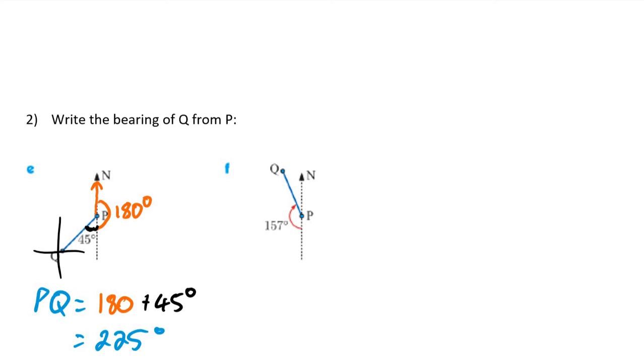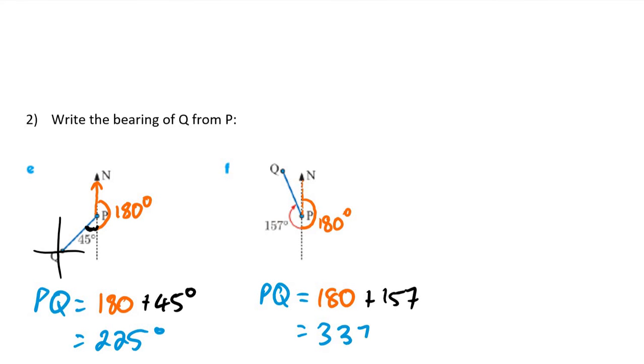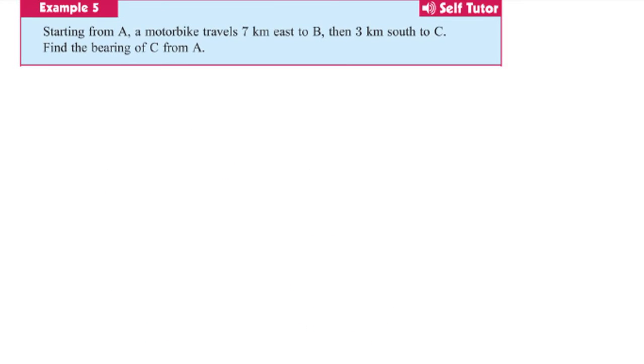In the second example there, we face north, and we have to turn all that way. Well, that's 180, and that's 157. The bearing from P to Q would be to go 180 plus 157, which is 337 degrees.